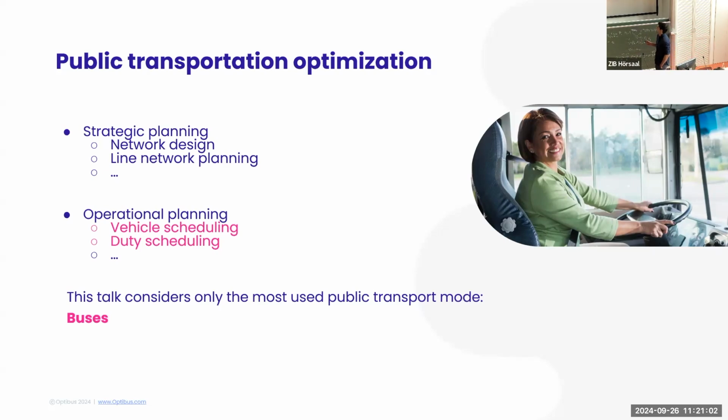So one thing is vehicle scheduling. How do you schedule your vehicles, your buses, your trains, whatnot? And the other thing is duty scheduling. So it's basically how do you assign the people to the buses? Where do you put the drivers? Since it's called Optibus, right? I will only talk about buses, which also happens to be the most used public transportation mode in the world. But in principle, you also have these problems for trains. They just look a bit different.